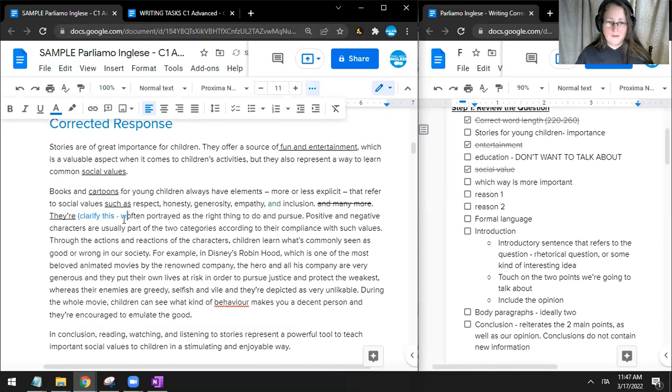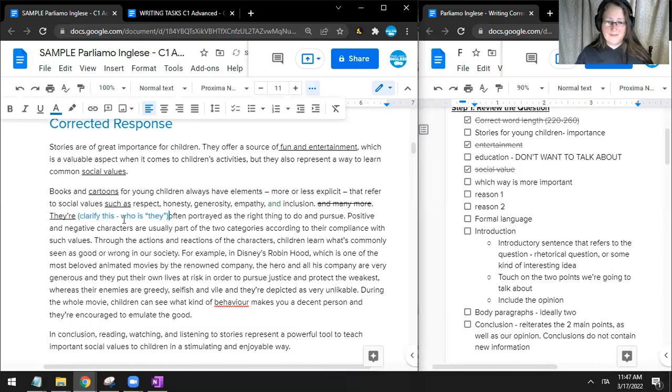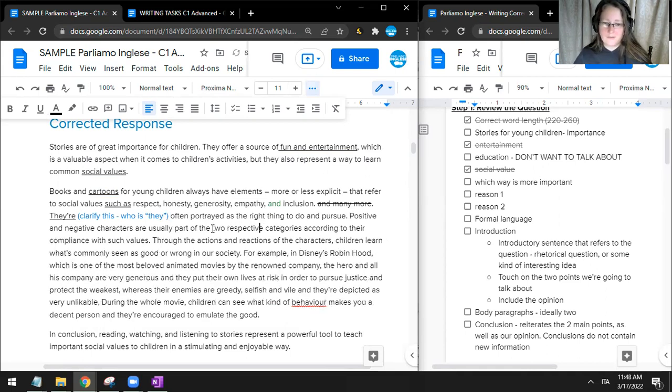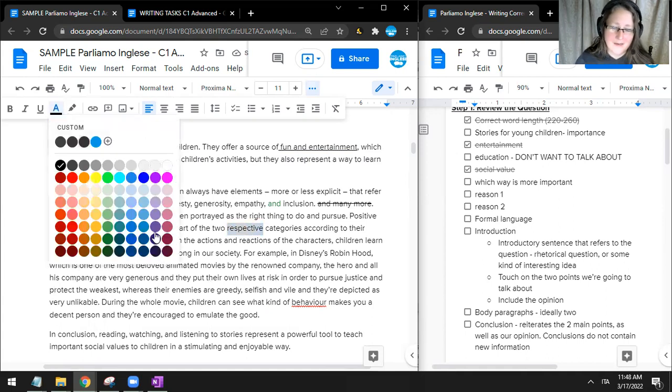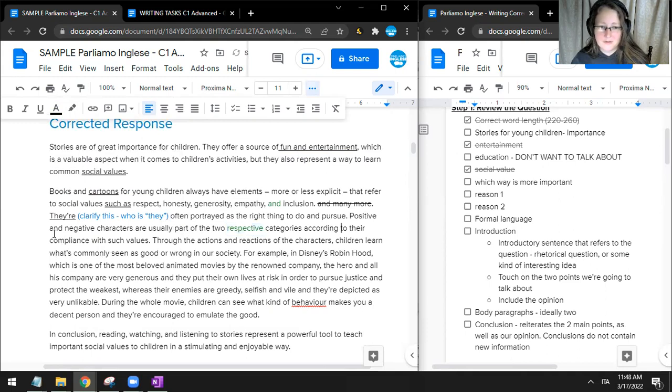Clarify this. Who is "they"? So we're really specific. They're often portrayed as the right thing to do and pursue. Positive and negative characters are usually part of the two categories, maybe the two respective categories. I would add "respective" in there, because again, I don't feel like that's specific enough. The two respective categories, according to their compliance with such values.